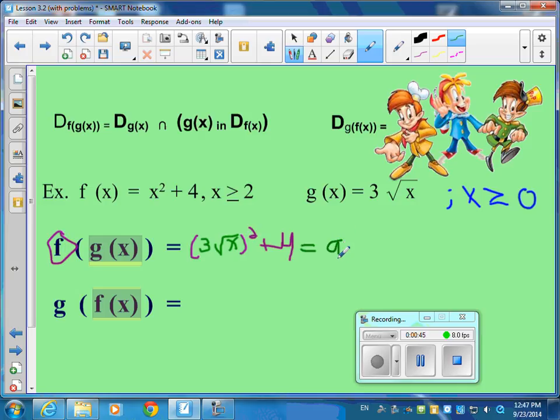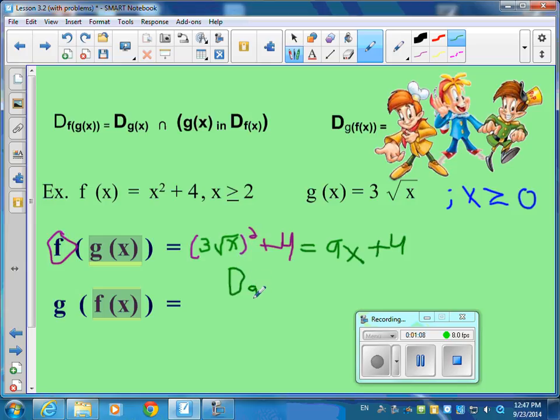Raise your hand if you got 9x plus 4. Okay. It's like a caveman wrote this. So there is your composition of functions. Now you're ready to find the domain of that. The domain will look like this. You're going to take the domain of the inside, which is g.